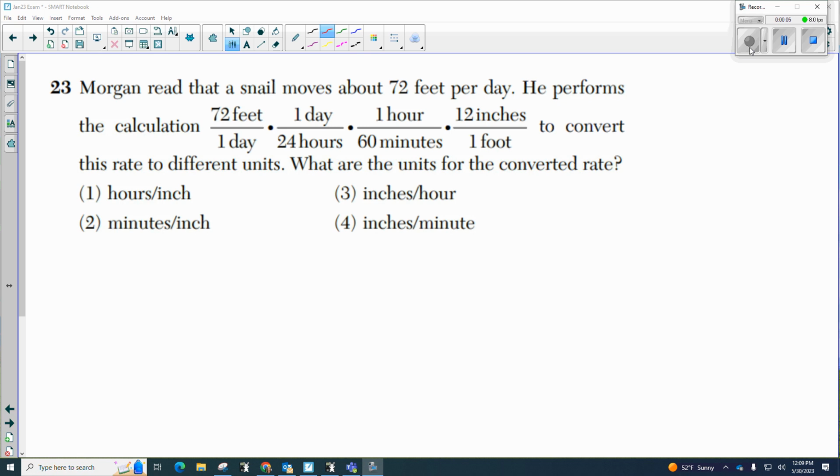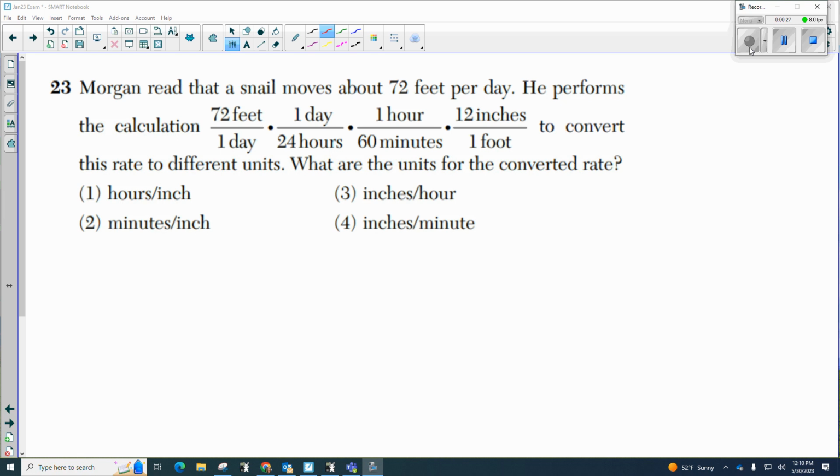This is question 23. Morgan read that a snail moves about 72 feet per day. He performs the calculation. And as you can see, there's a whole bunch of different conversions getting multiplied to convert this rate to different units. What are the units for the converted rate?